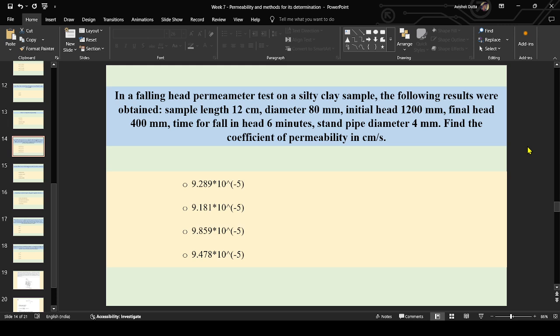The first option is 9.289 into 10 to the power minus 5. Second option 9.181 into 10 to the power minus 5. Third option 9.859 into 10 to the power minus 5. And last option 9.478 into 10 to the power minus 5. All of them having unit centimeter per second.